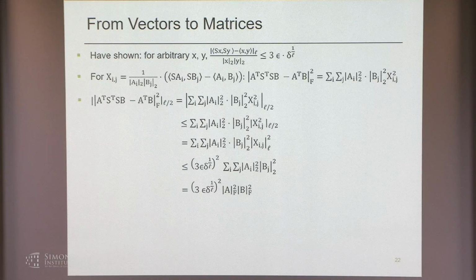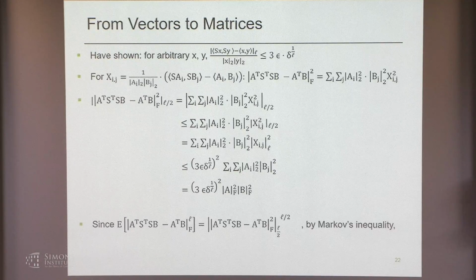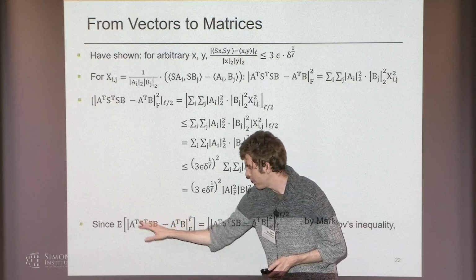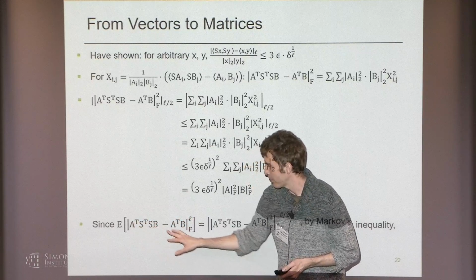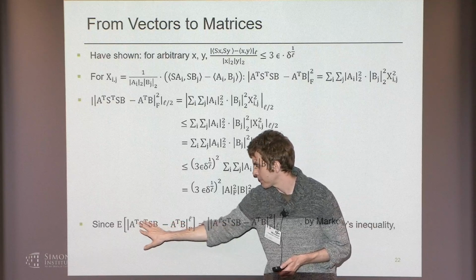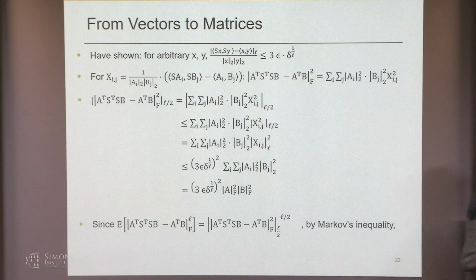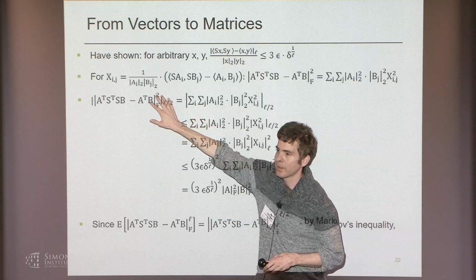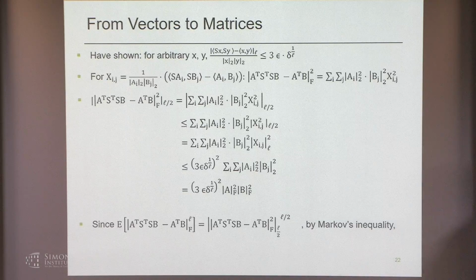Okay, we're almost done. We'll finish on this slide. Okay, so why do we look at this quantity? Well, we're just going to apply Markov bound on a higher order moment, just like Ravi did in his talk. So let's look at the expected value of the Lth power of the Frobenius norm of our approximate matrix product, A transpose S transpose SB minus A transpose B. Okay. The claim is that this is just equal to this expression that we had up here raised to the L over 2th power. Okay, that's again just a definitional statement.